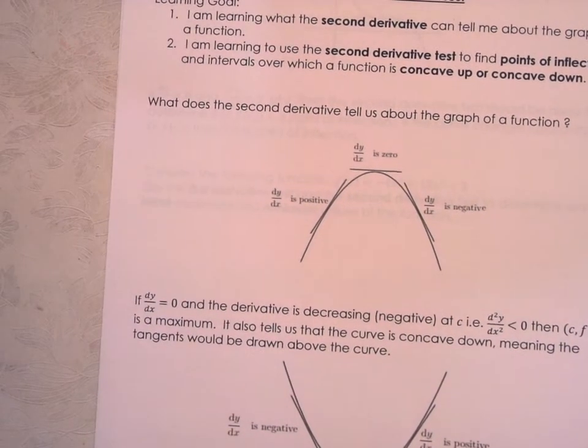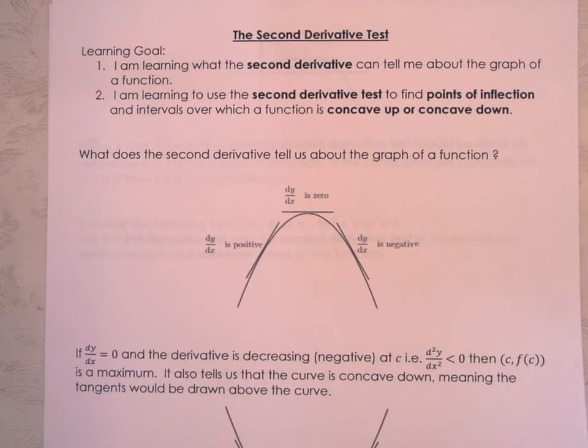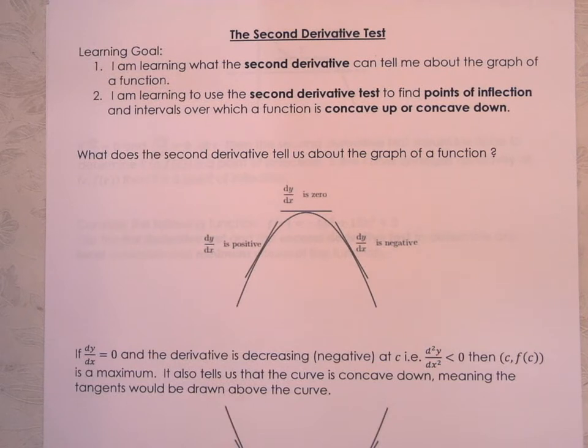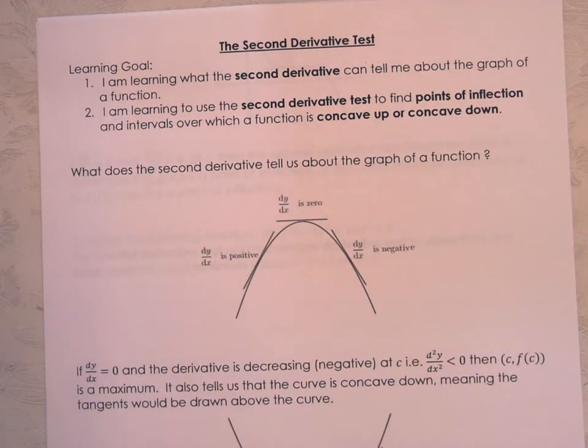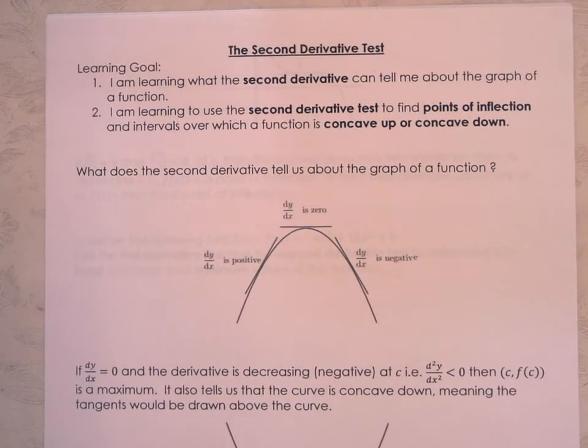Okay, that was a great introduction to our lesson on the second derivative test and what it shows you. So we're learning what the second derivative can tell you about the graph of a function and learning to use the second derivative test to find points of inflection and intervals over which a function is concave up or concave down. And then we're going to put the first and second derivative test together to sketch polynomial functions. So what does the second derivative test tell us about the graph of a function?